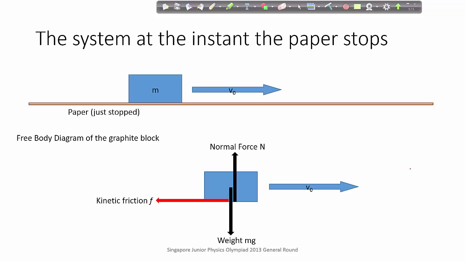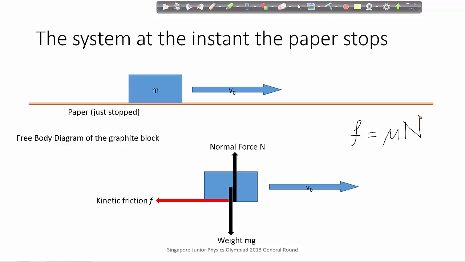After the paper stops, only the mutual friction between the graphite block and the paper contributes to slowing the block down. The path marked out as it slides across the paper would therefore form the length of distance travelled. We thus use the constitutive equation for kinetic friction, namely that the kinetic friction is equivalent to the coefficient of kinetic friction multiplied by the normal contact force acting on the block.